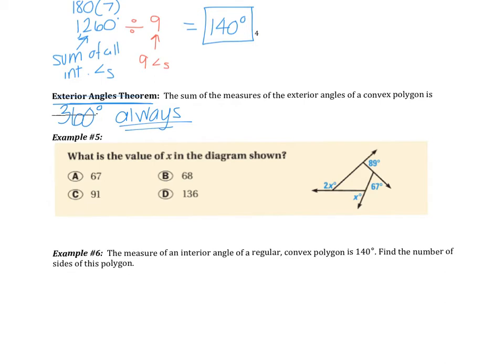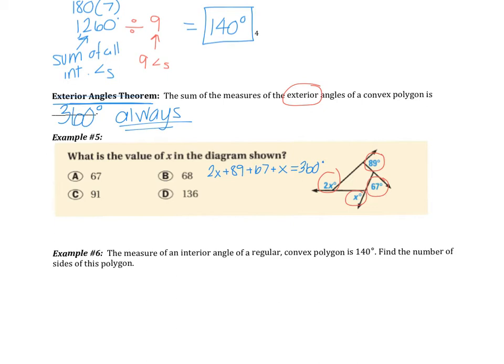Well, all of these are exterior angles because they're on the outside. Outside, outside, outside, and outside. So the exterior angles from my theorem will always add to 360 degrees. Well, just add them all together then. We have 2x plus 89 plus 67 plus x going to equal 360 because they're all the exterior angles.